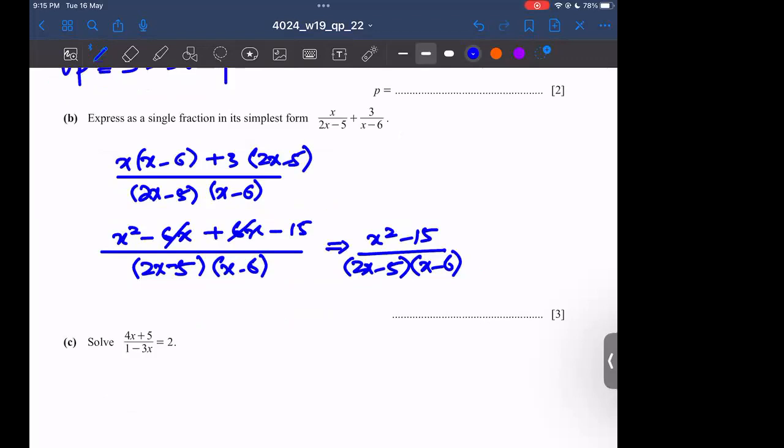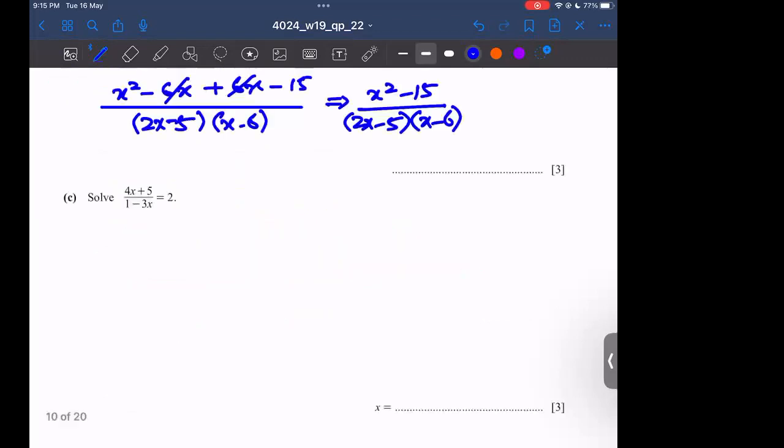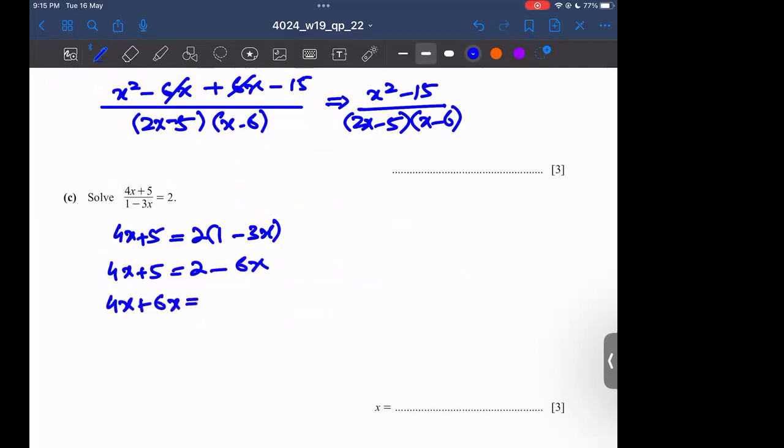Now it says solve the equation. To solve it means you find out the value of x. What are you going to do? You're going to cross multiply this value, 2 into 1 minus 3x. So 4x plus 5 is equal to 2 1s are 2, 2 3s are 6, 4x plus 6x. 2 minus 5 remains same. 5 is going to be on the right hand side, becomes minus 5, becomes minus 3. 10x, x value is minus 3 by 10.